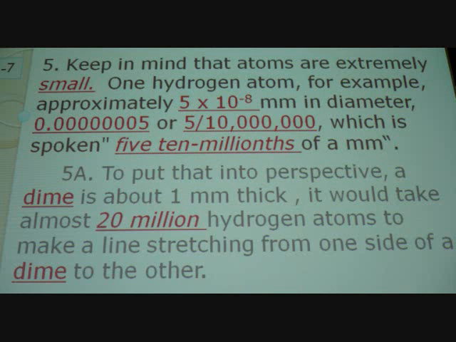The atoms are small. Oh boy, those are exponents. See, this is 5 times 10 to the negative 8. What does MM stand for? Millimeter.